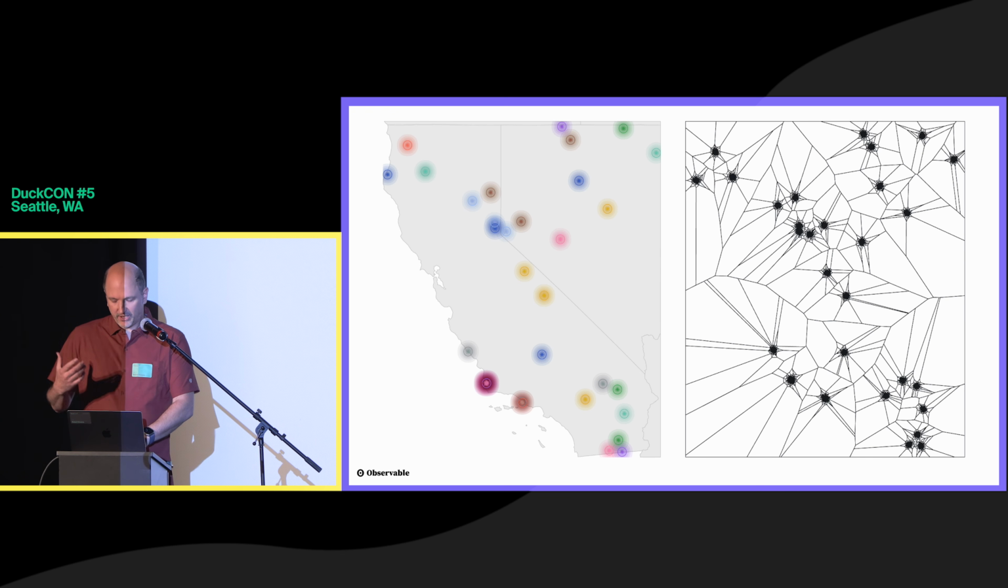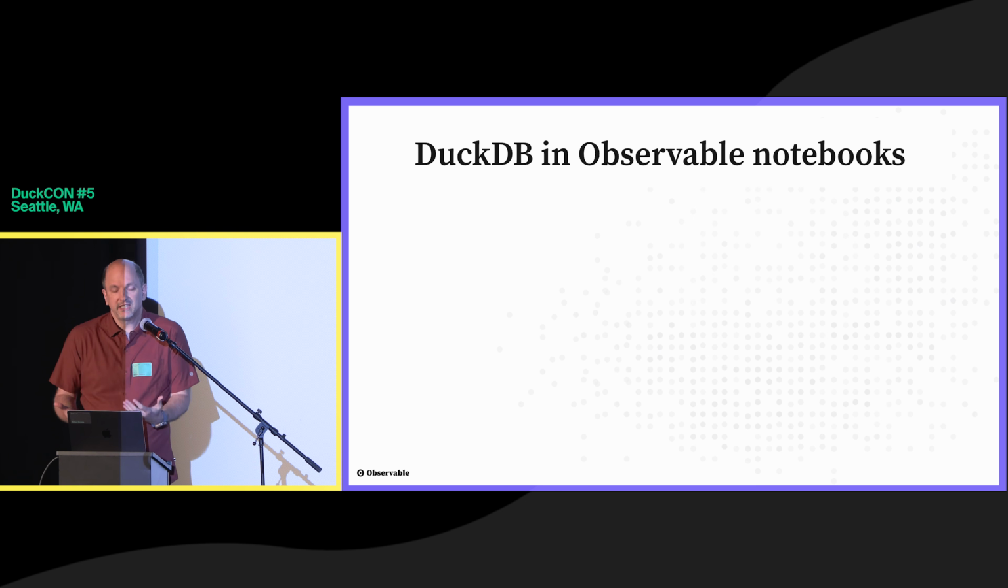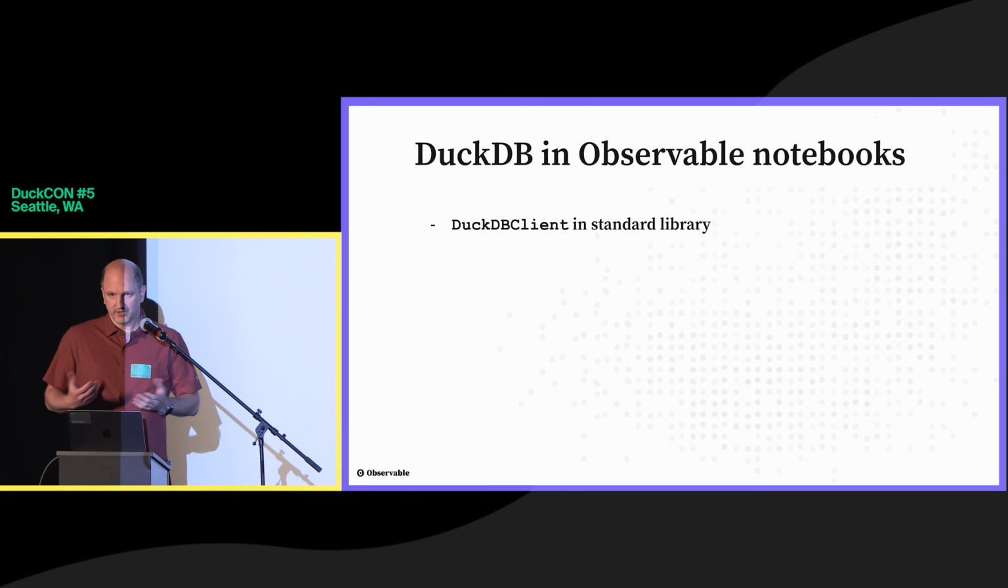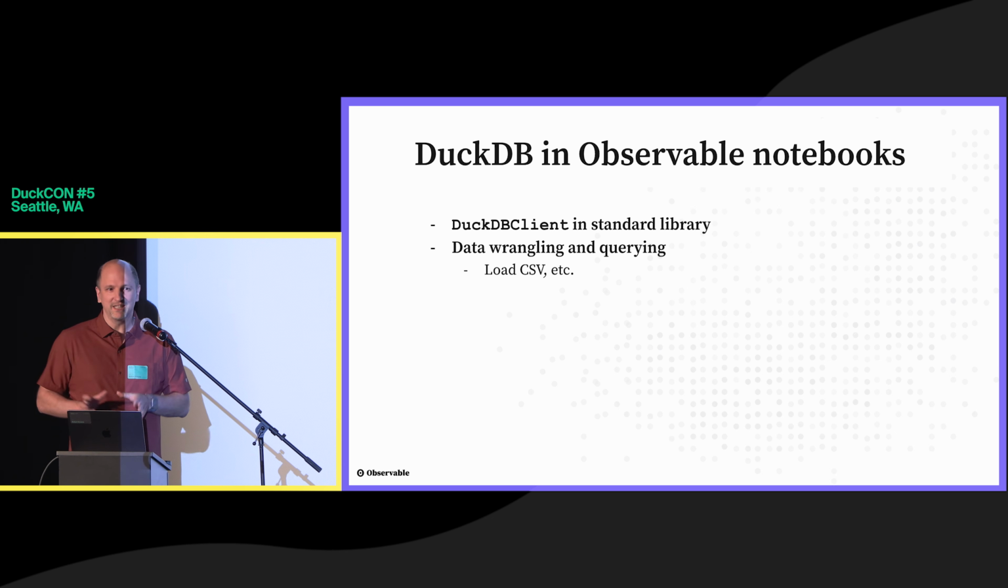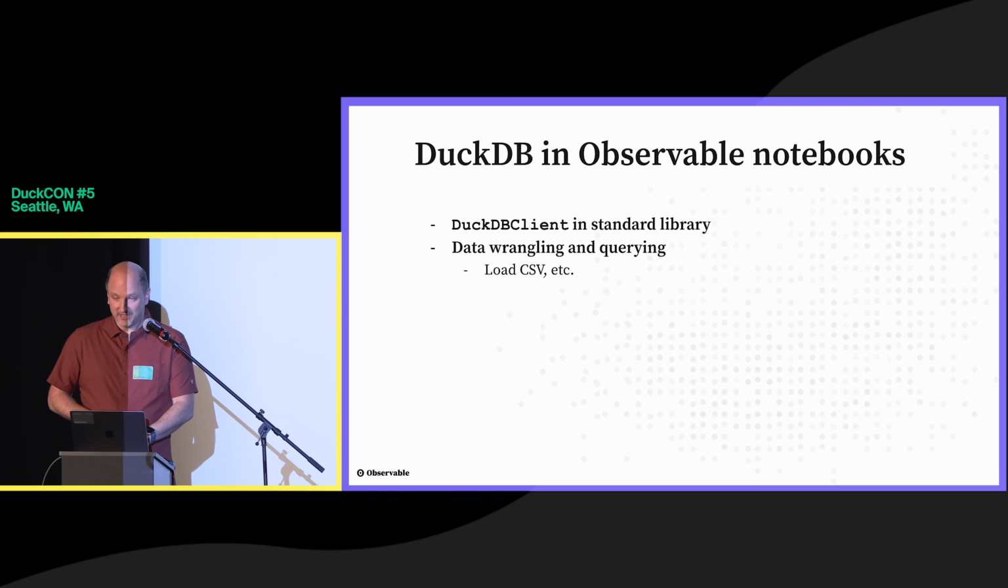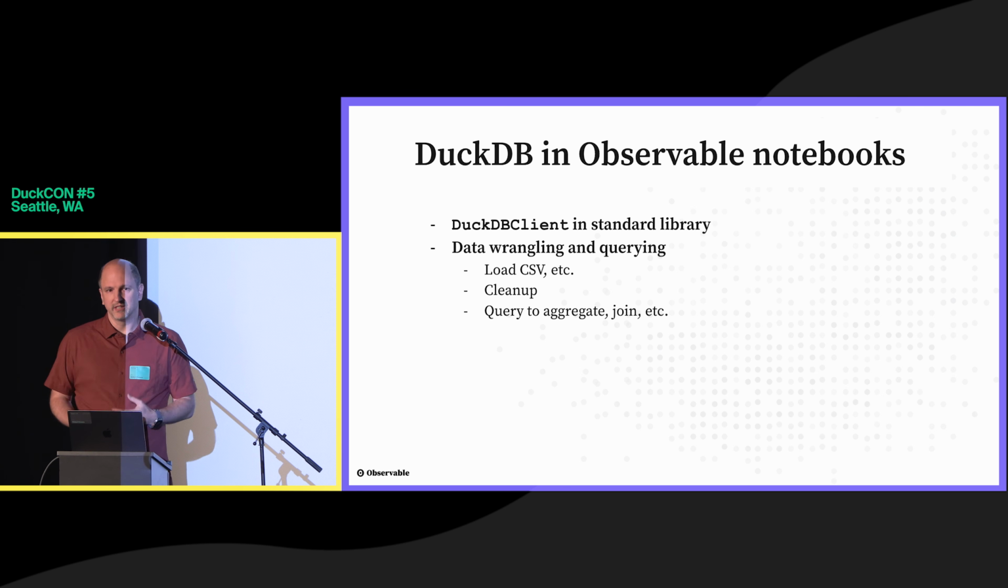And all of this is possible right there in your browser, and it's all easily doable given the power of DuckDB to a large extent. The DuckDB client is part of our standard library, which means you don't have to import it. It's just right there. You can just use it. We use this for data wrangling and querying. I was a bit worried about mentioning CSV here, but apparently that's a thing that people do. A lot of people do that in Observable. We do it a lot. We use a lot of CSV files, and then they turn into something better. But we do querying for cleanup and aggregation and joins and so on.